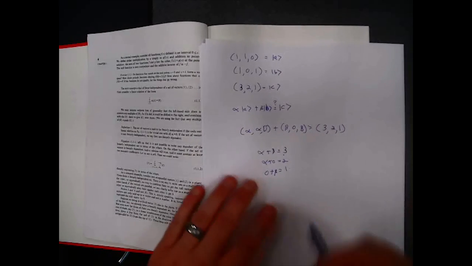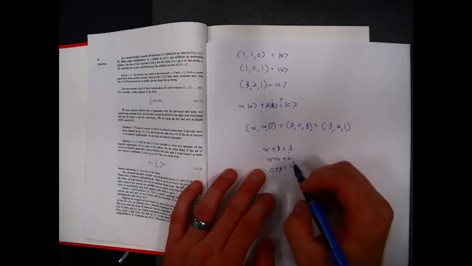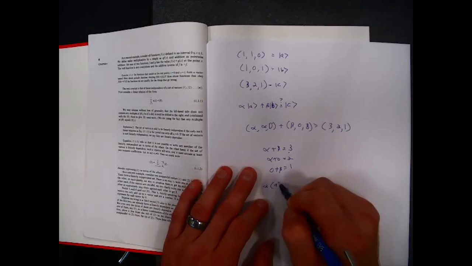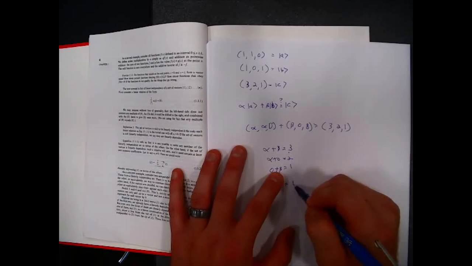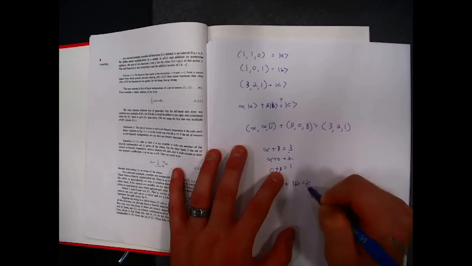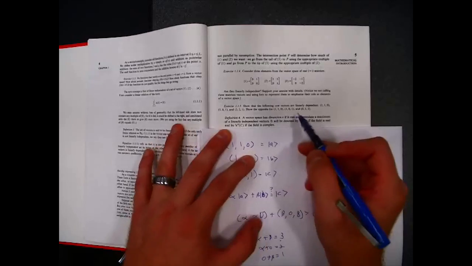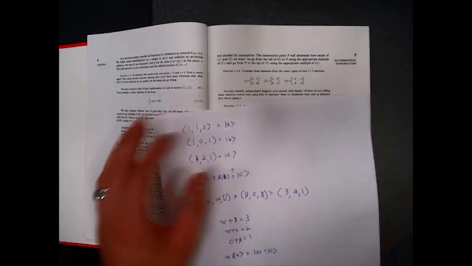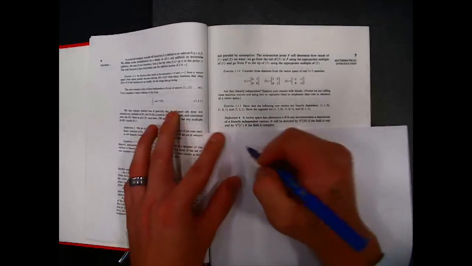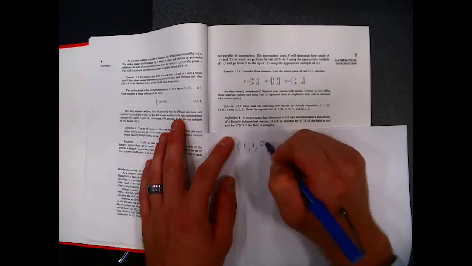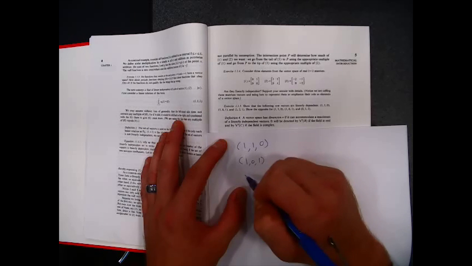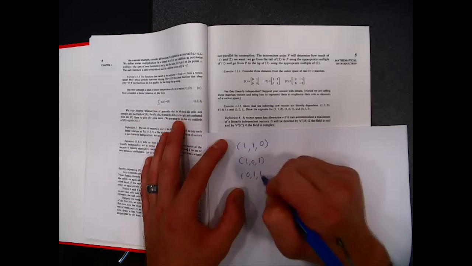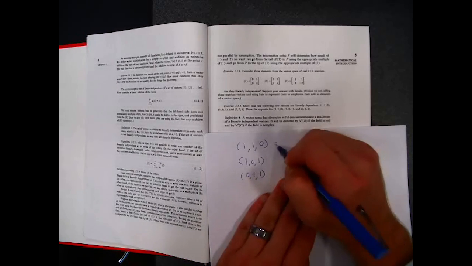So alpha is equal to 2. So 2 A plus 1 B is in fact equal to C, and they're linearly dependent. The second half says to show that the opposite is true for this other set of vectors. So this would be 1, 1, 0, 1, 0, 1, 0, 1, 1.